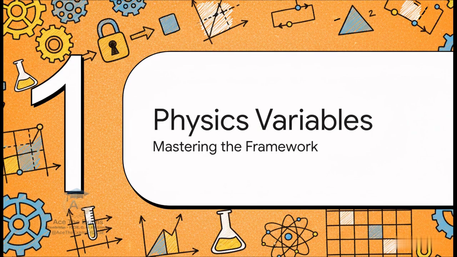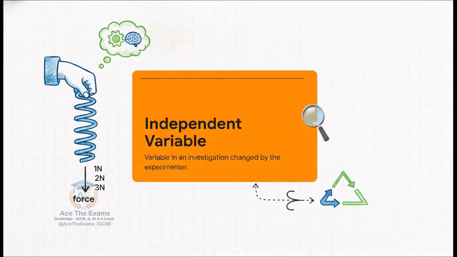Section 1. Mastering physics variables. Let's lock down a fail-proof framework for any setup they throw at you. No more guessing, just quick wins. First up, commit this to memory, the independent variable. This is the variable that you, the experimenter, actively change. It's literally the very first thing you choose to alter.